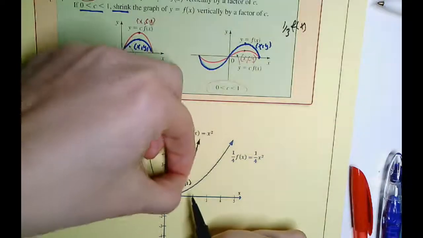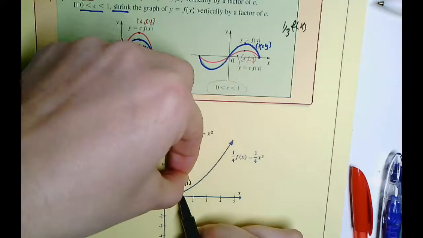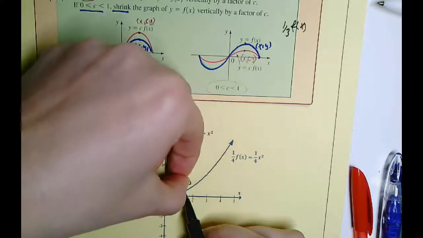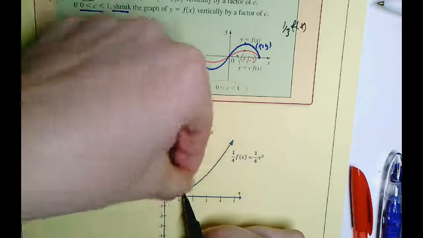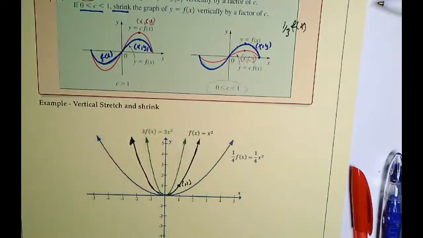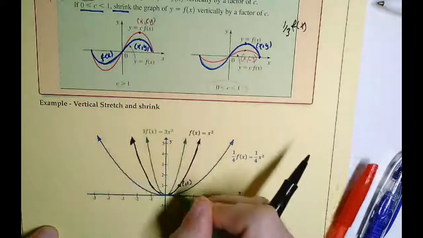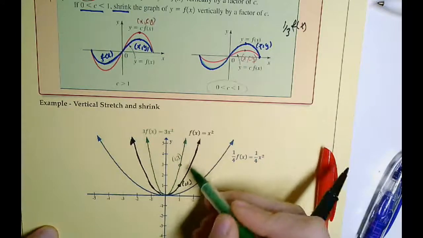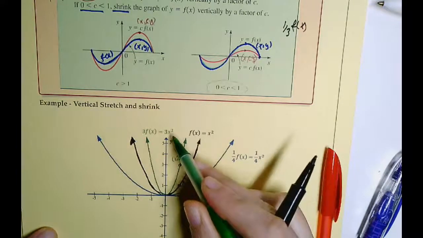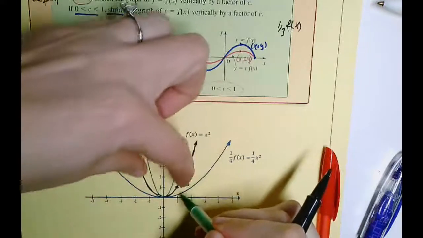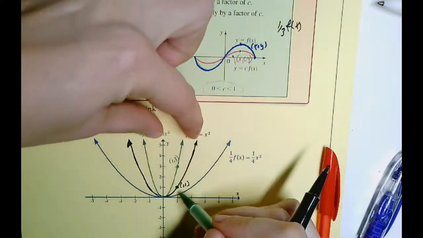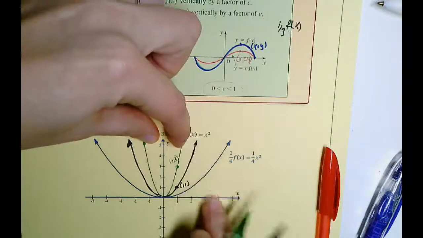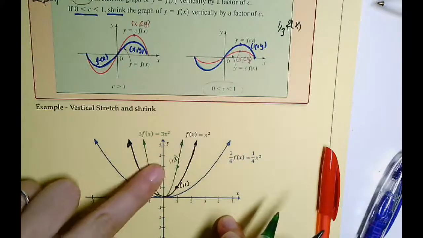So imagine taking this point. I have a vertical stretch. I'm stretching this because I want to get 3x squared, right? So I'm stretching this by a factor of 3. So this point is going to get stretched to here. So this point 1, 1 becomes 1, 3. I multiplied the y value by 3. So I'm taking this and I stretched it. Stretching it pulls it away from the x-axis. So the point 1, 1 became 1, 3.